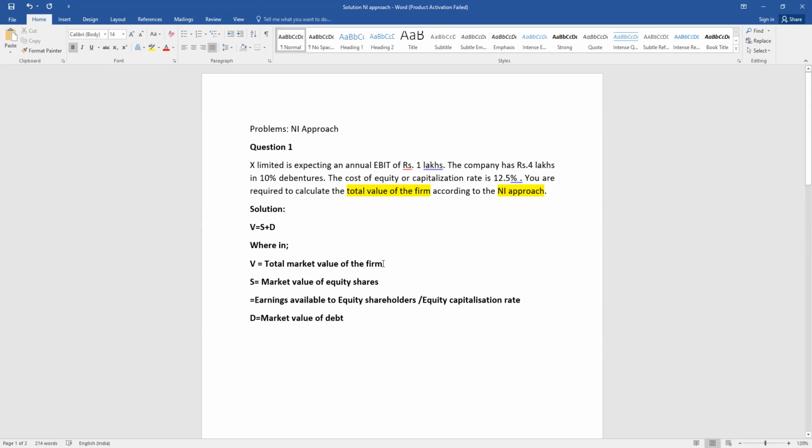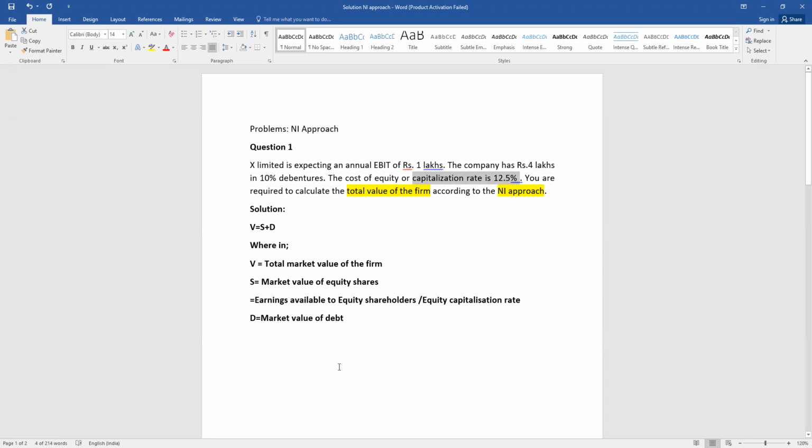In this problem, the market value of debt is already given. The market value of debt is how much? 4 lakhs. Okay, 10% debentures of 4 lakhs. But our market value of equity shares is not given. Whereas they have given us EBIT and they have given us the capitalization rate. So that means you need to work out the market value of equity shares.